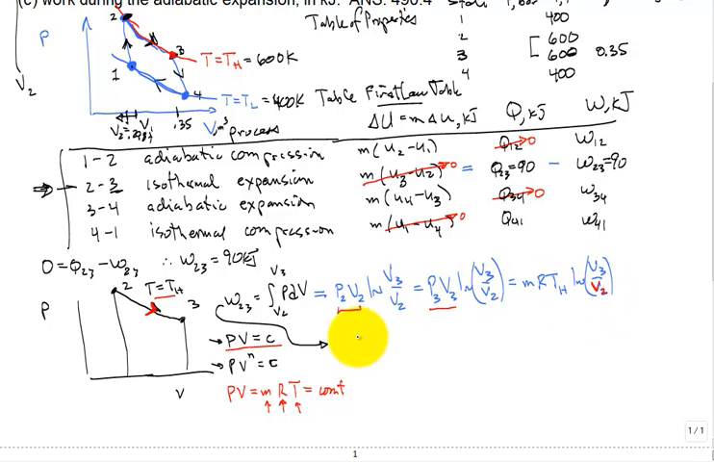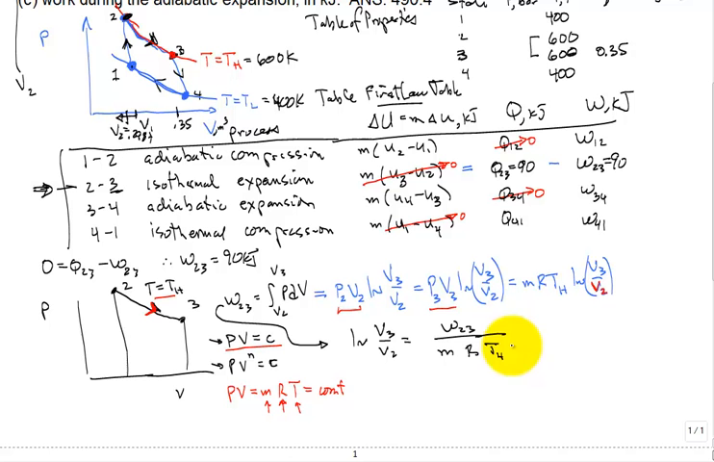So what we would do is we'd say the natural log of V3 over V2 is equal to the work 2 to 3, which we know is 90 kilojoules, divided by the mass, whatever that mass was, something like 2 or 3 kilograms, I even forgot. The R, which is R bar divided by the molar mass of the air, and then that temperature, the 600 Kelvin, TH.